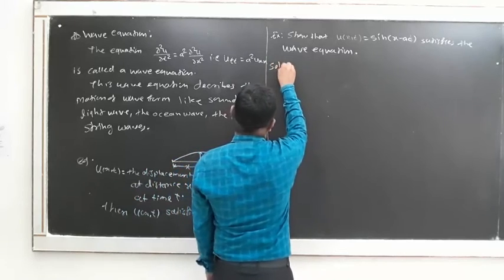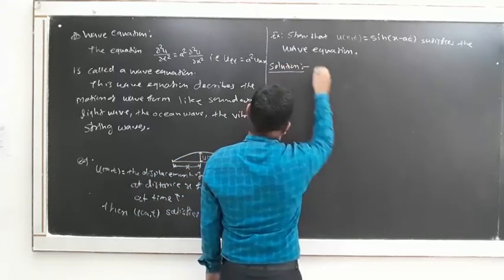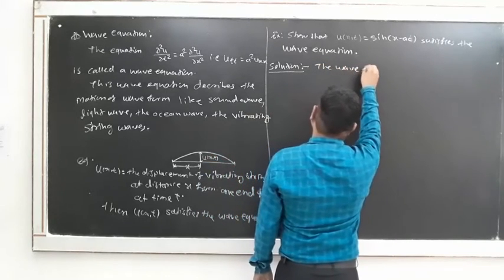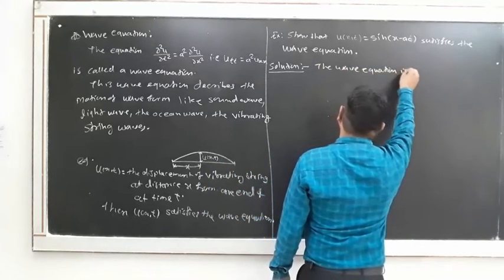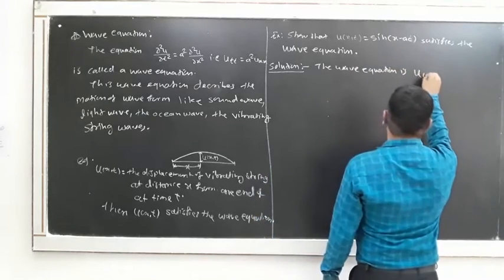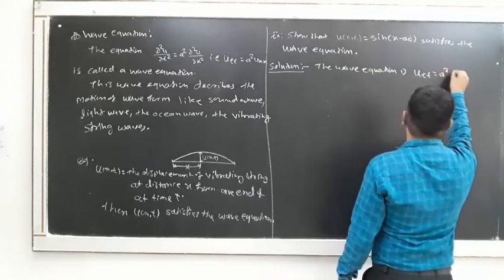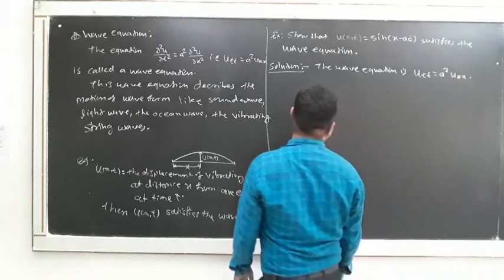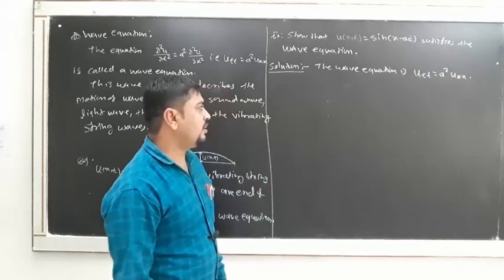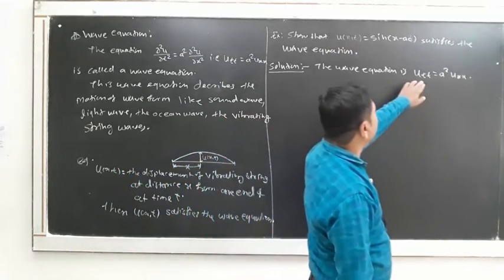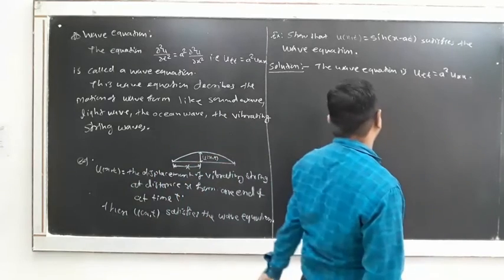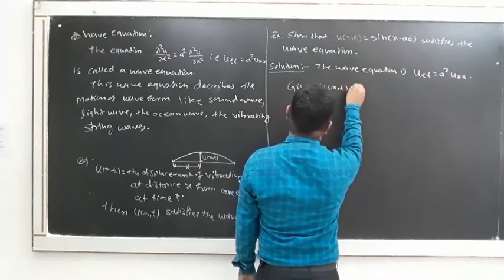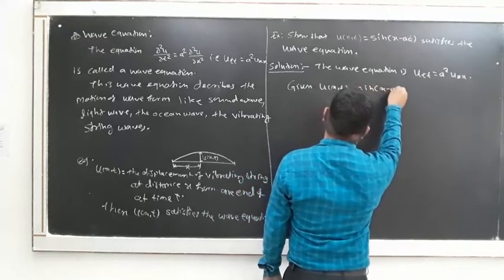So solution. How do we solve this? Again, our wave equation is u_tt is equal to a² u_xx. And for this we need to find the second order partial derivatives like u_tt and u_xx. So what is given first? Given u of x,t is equal to sin(x − at).